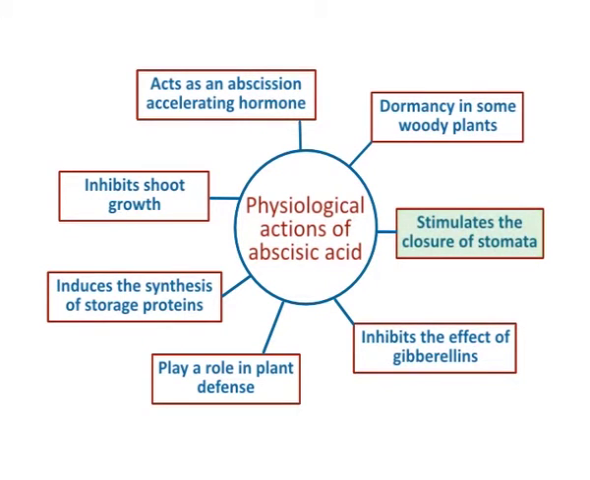Next, it stimulates the closure of stomata in response to water stress. The fifth effect is it induces the synthesis of storage proteins in seeds. Next, it also inhibits the effect of gibberellins on stimulating the synthesis of alpha amylase. Finally, abscisic acid is also thought to play a role in plant defense by inducing transcription of proteinase inhibitor genes in response to wounding.